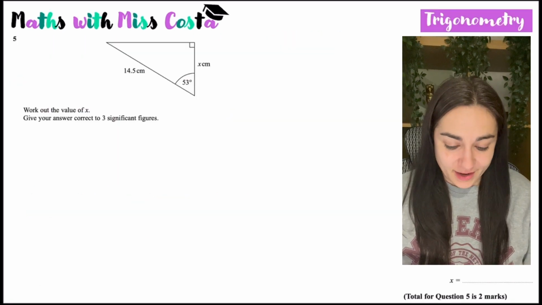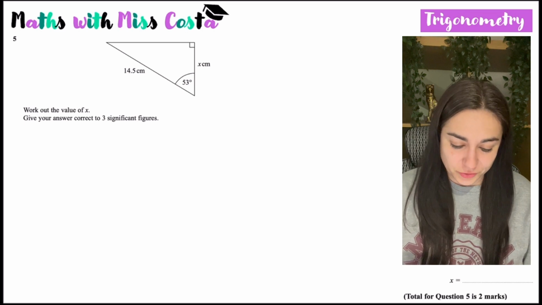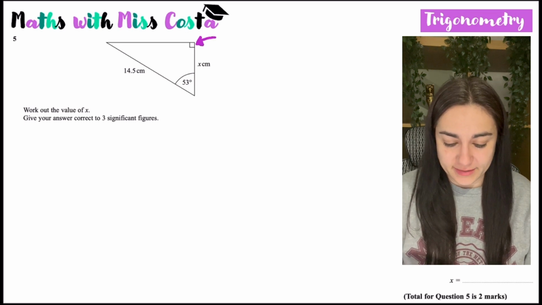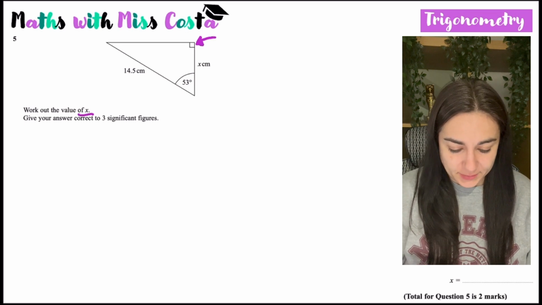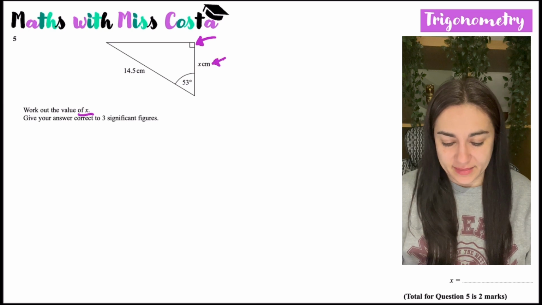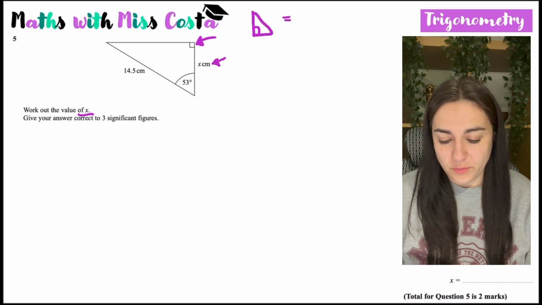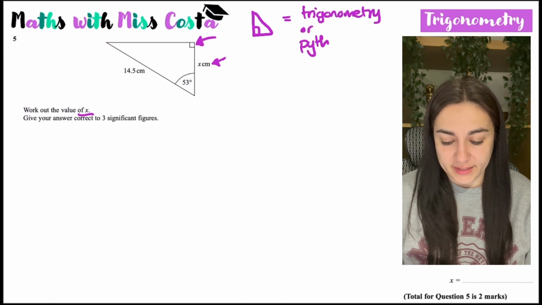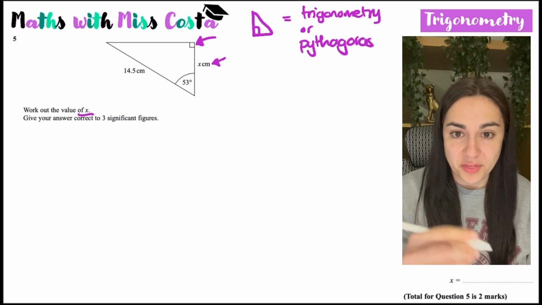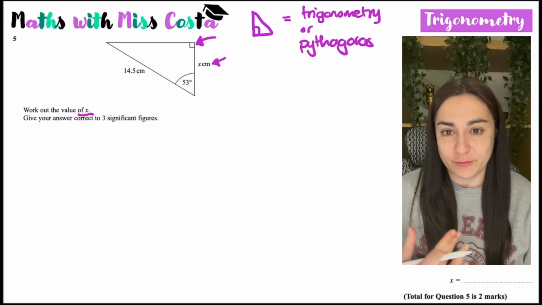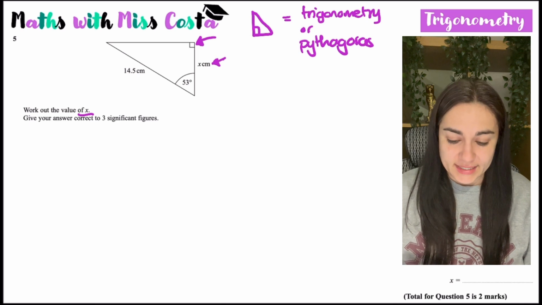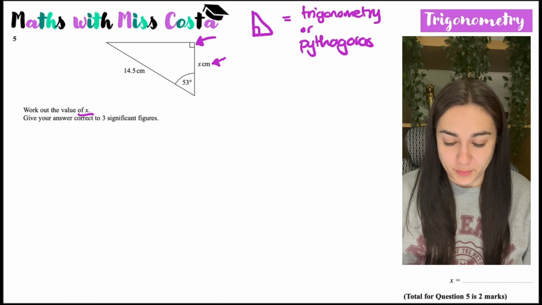Okay, so here I've been given a triangle. It's a right angle triangle. I know that because it's got a 90-degree angle, and I'm being asked to work out the value of x, which is the length of one of the sides. Now, whenever you have a right angle triangle, you know you are either going to use trigonometry or Pythagoras. Pythagoras we use when we've got two sides and we're trying to work out a third, and trigonometry we're going to use if we've been given an angle as well. So in this case, I know I'm going to use trigonometry.